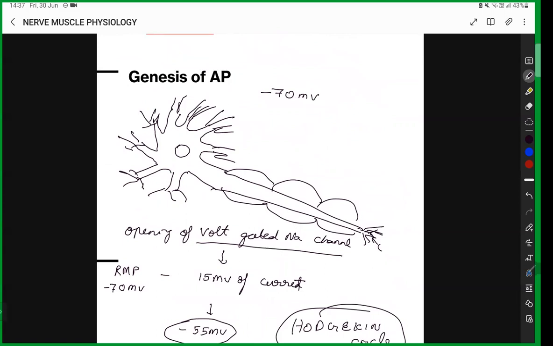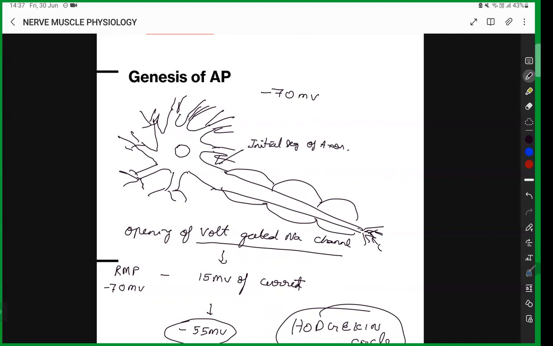Okay, the impulse has to be transmitted, right? What is the name of this part? Someone, can you tell me what this part is called? Initial segment of the axon. This is where the ATA, your action potential, is generated.